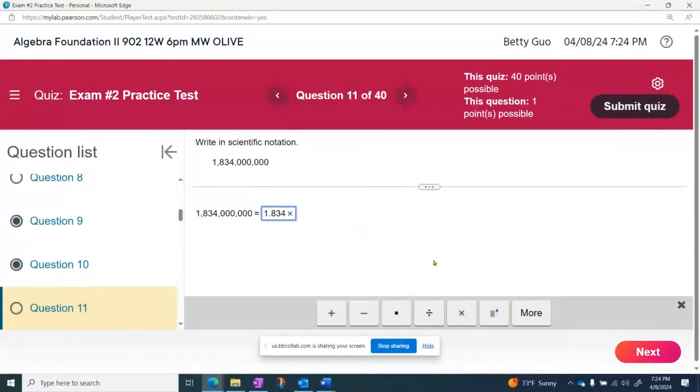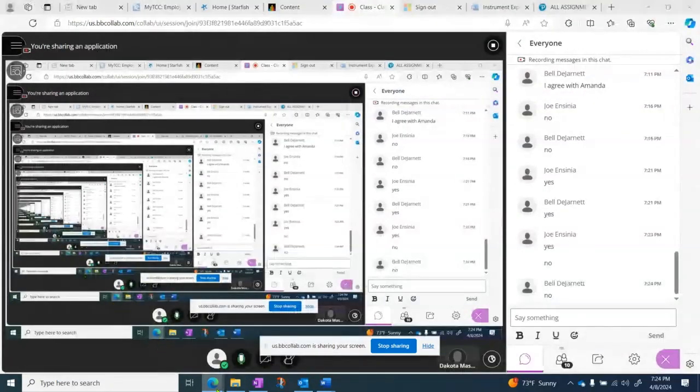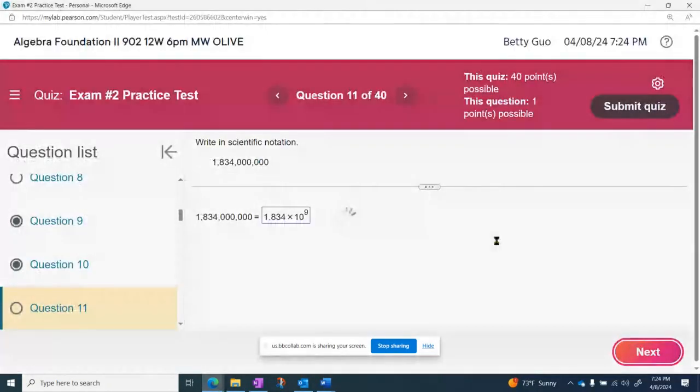Times 10 to the power of how many? Let's see, count it. The decimal point is right here. We have 1, 2, 3, 4, 5, 6, 7, 8, 9. So 9, power of 9. Questions? Okay, thank you. Next.